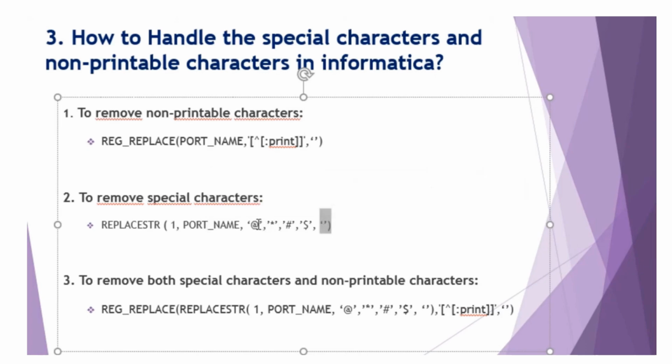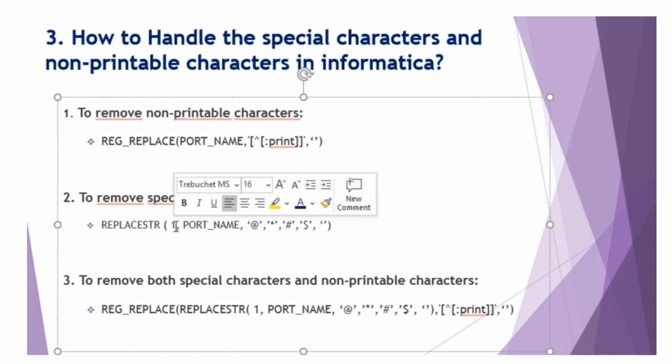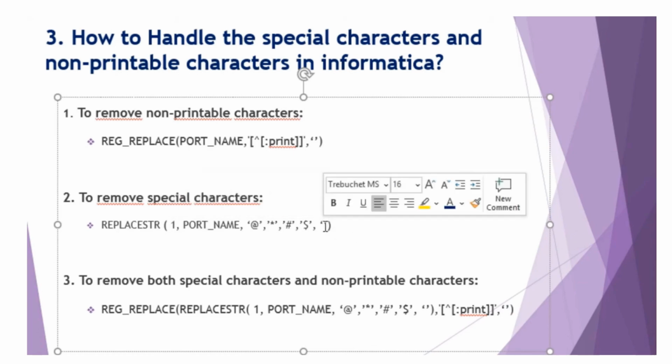Otherwise, if we want to replace for both lowercase and uppercase letters, then you have to give 0 here, so it will ignore the case sensitivity. If we find ABC in both uppercase and lowercase letters in the port name, it will replace both with whatever character or string we have mentioned here.